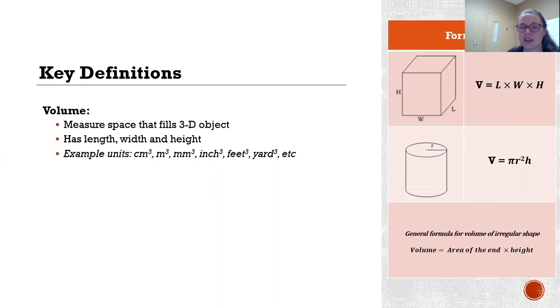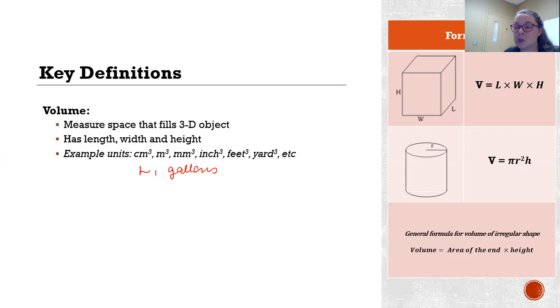So volume is just the space that fills a 3D object, okay? So it has length, it has width, it has height, and units are always going to be cubed. I shouldn't say they're always cubed, you will also see things like liters, gallons. But when we're using measurements in order to figure them out, we'll see centimeters cubed, meters cubed, millimeters cubed, those kinds of things, okay? So we'll see our measurement and we cube it.